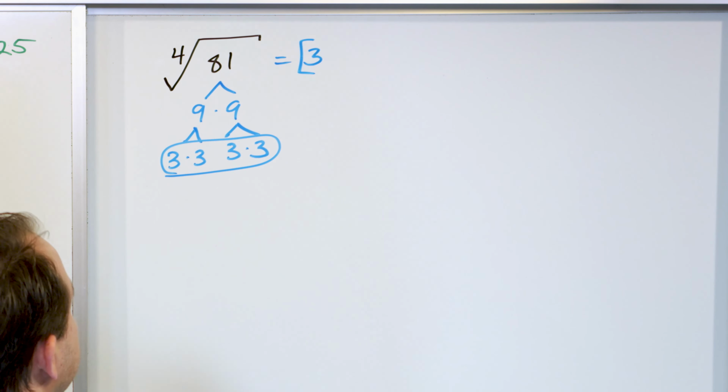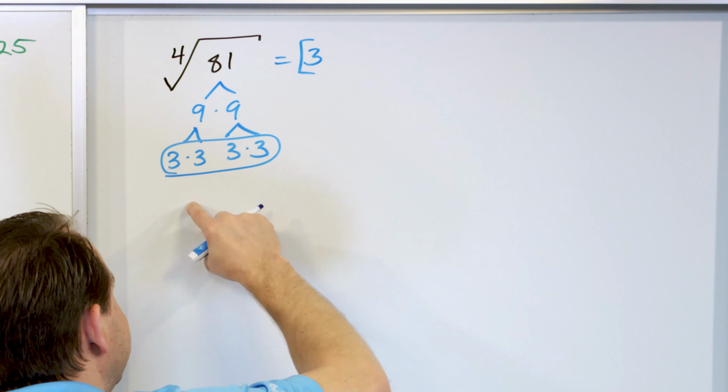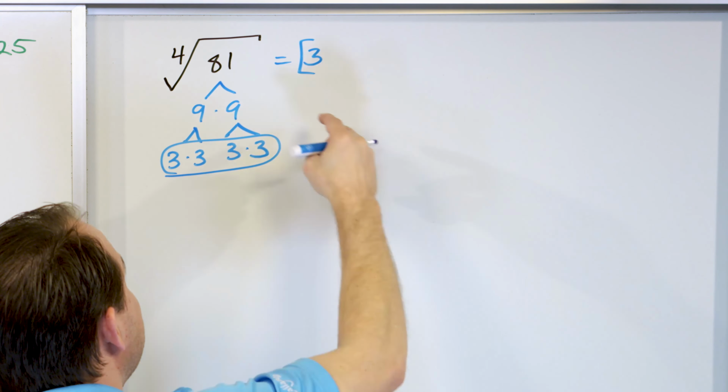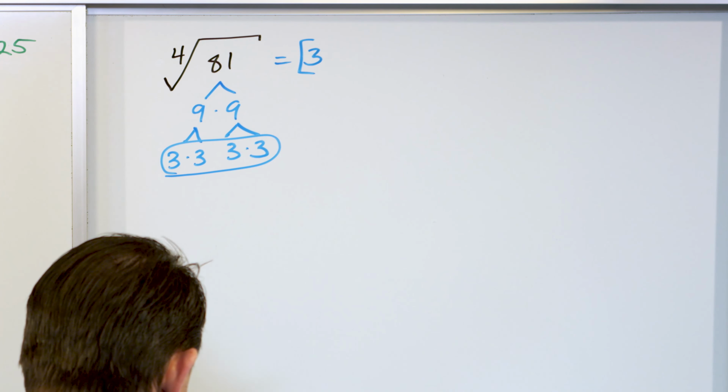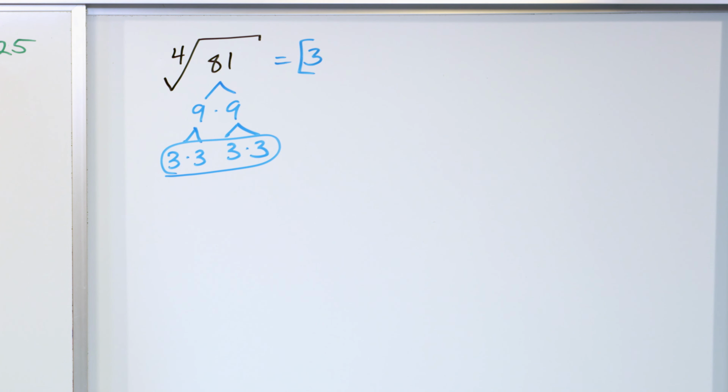That's the final answer. Why is it the answer? Because 3 times 3 times 3 times 3, we do it 4 times, that equals 81. And you can prove that to yourself. And that's why it works.